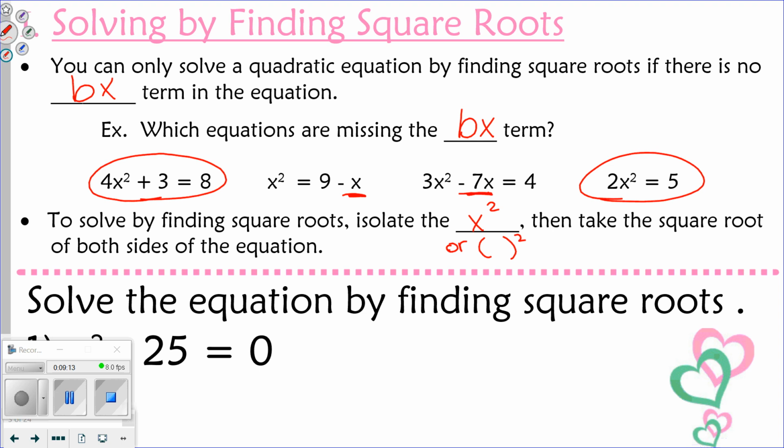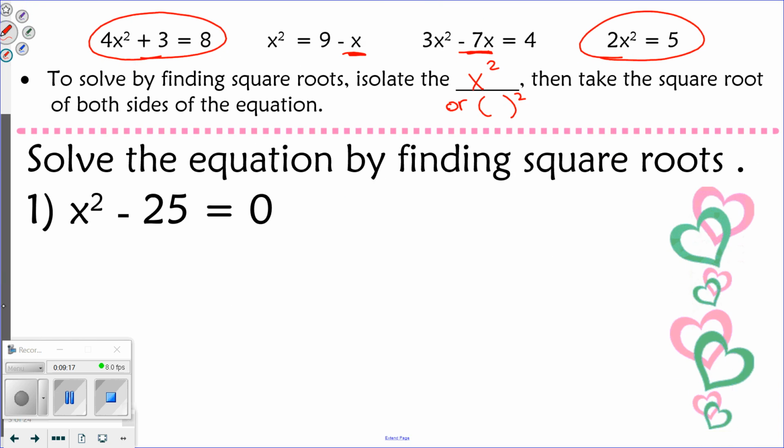All right, so here we go. Solve the equation by finding square roots. So based on my steps, it said to isolate the x squared first. So what do I need to move? The 25. So I need to add 25 to the other side. Right, negative 25 on this side flips to positive 25 on the other.